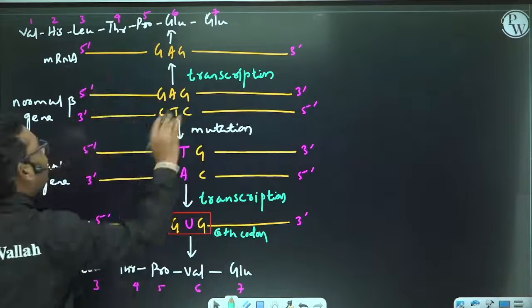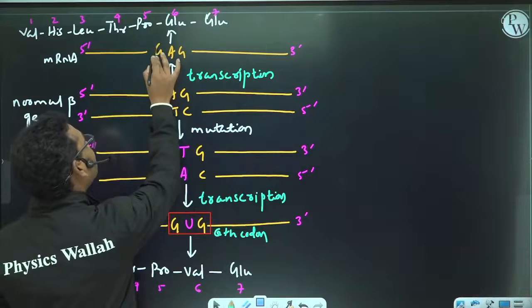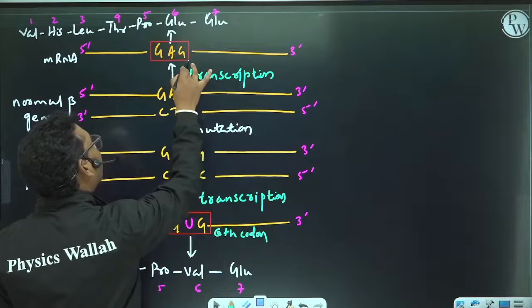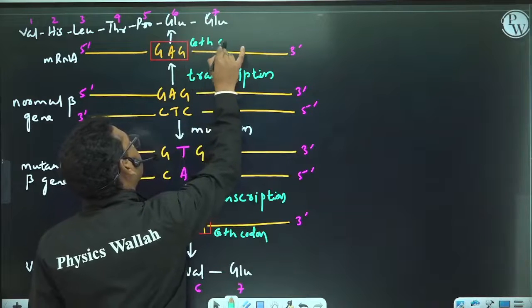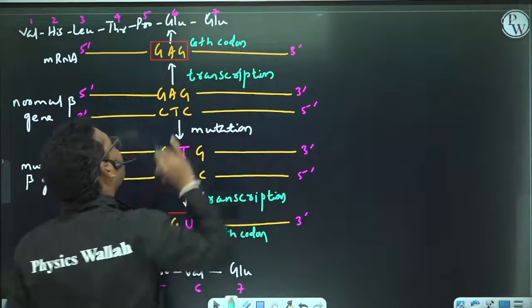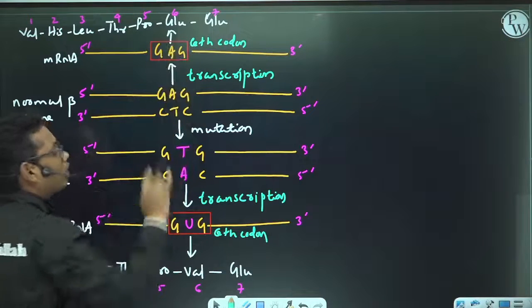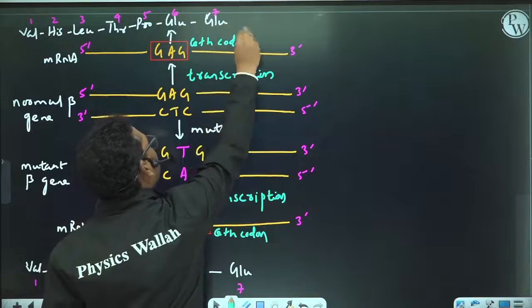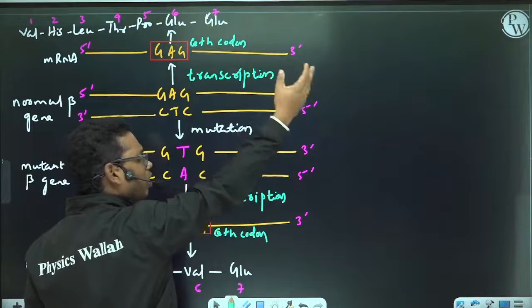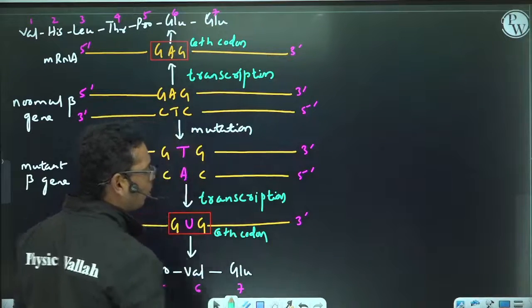it will produce this mRNA, and this one is the 6th codon. If the 6th codon is GAG, it will code for glutamate. Okay, and this will produce the normal beta chain, and when this normal beta chain combines with the alpha chain, it will produce normal hemoglobin.